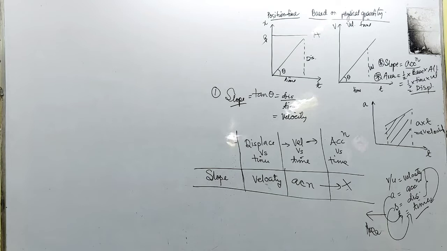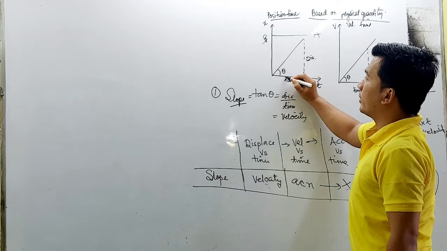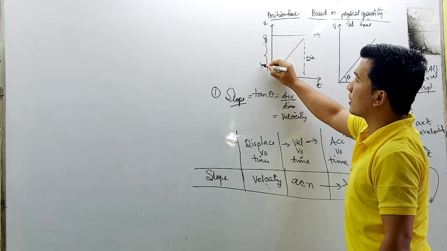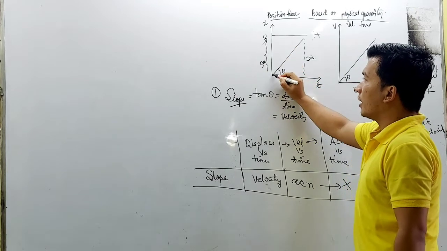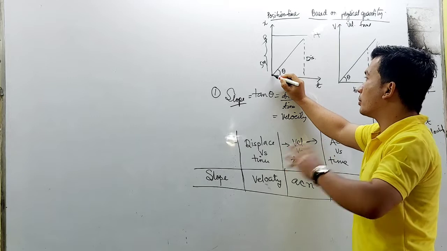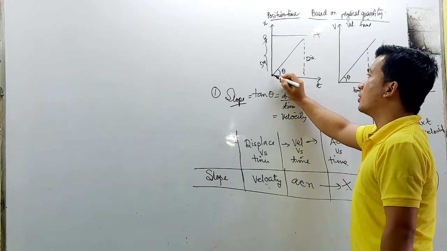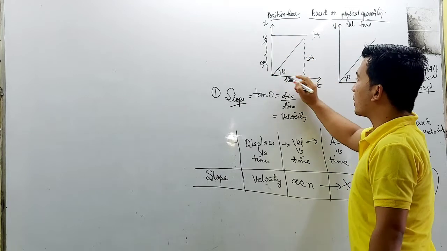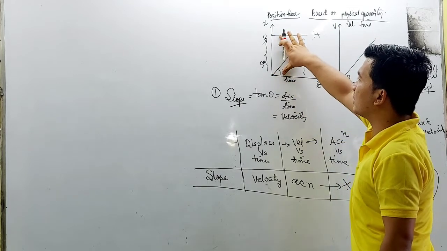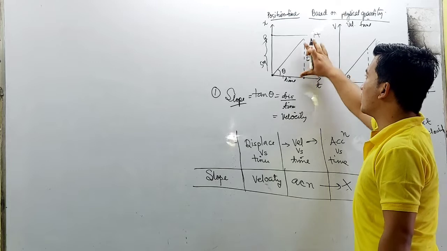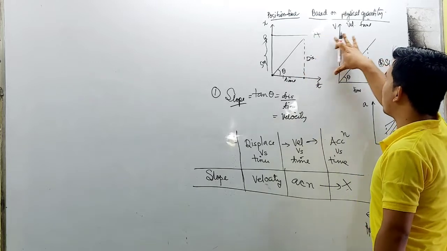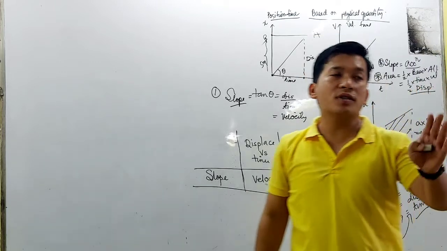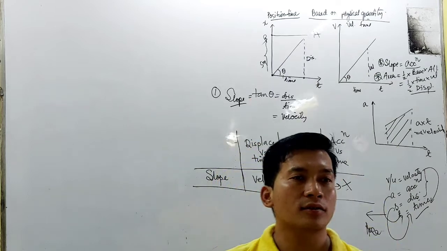That means in 1 second, what is the distance? If this is 5 meters, then at the start of our consideration, t equal to 0, our object is 5 meters away from the origin. If we consider t equal to 1, it would still be 5 meters. That means position doesn't change. Is that understood or not?